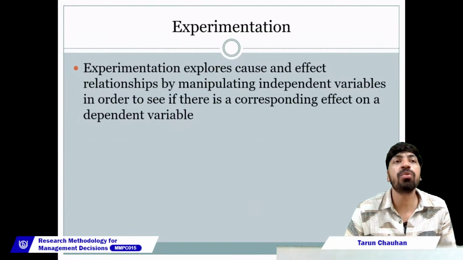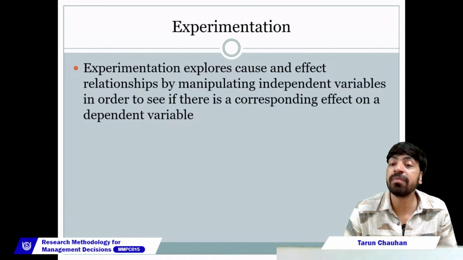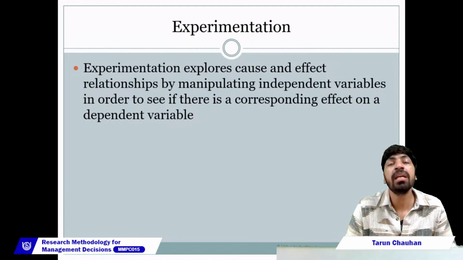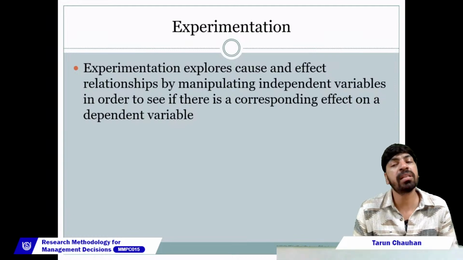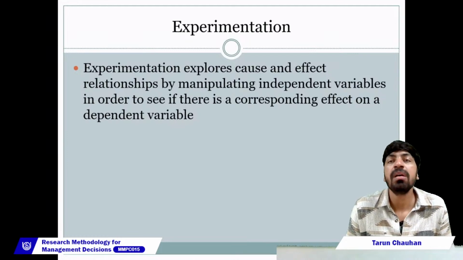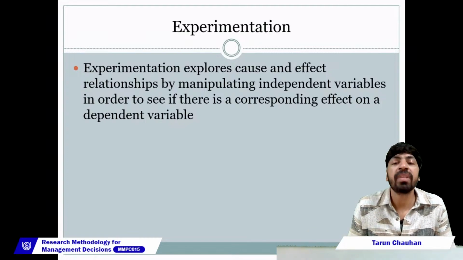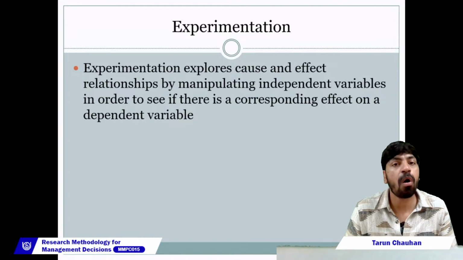Experimentation always denotes a relationship of cause and effect between variables. You can manipulate the independent variables to see the outcome of the changes in the dependent variables. So that's called experimentation, or in other words, experiments. It always portrays a cause and effect relationship by manipulating the independent variables to see whether there is any corresponding change or effect on a dependent variable or not.